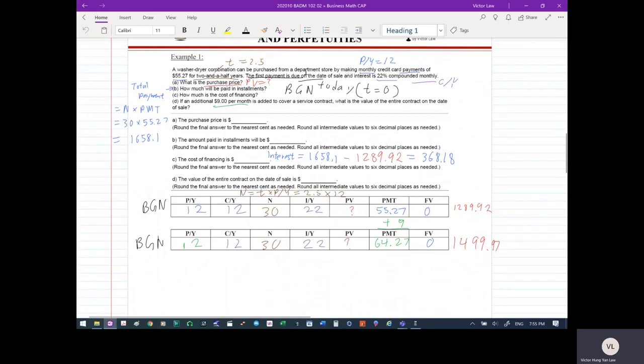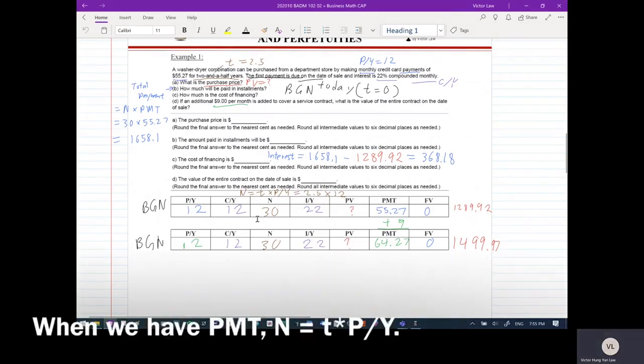And the first number that we see here is the monthly credit card payments of $55.27. So $55.27 is your PMT. And we know this is monthly credit card payments, so monthly payments means that PY, payment per year, is 12 times a year. And then it's for 2.5 years, so T is 2.5. Whenever we have PMT, N equals T times PY. So 2.5 times 12 gives you 30.